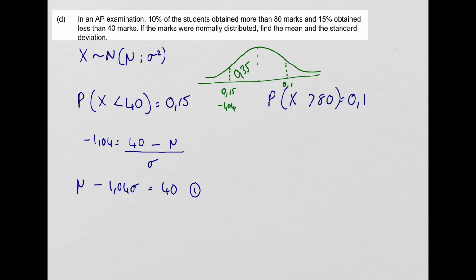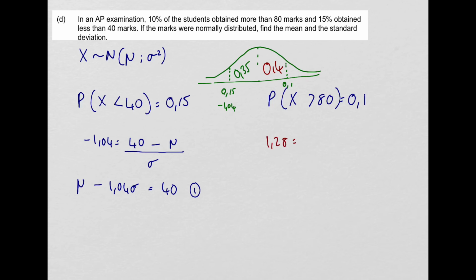Let's look at the right-hand side. The probability that x is greater than 80 is 0.1. So again, we subtract 0.1 from 0.5, which gives us 0.4. So the area in this region is 0.4. Look for the area on the z-score table that is closest to 0.4. The closest is 0.3997, which gives us a corresponding z-score of 1.28. This time it'll be positive because it's on the right of the mean.